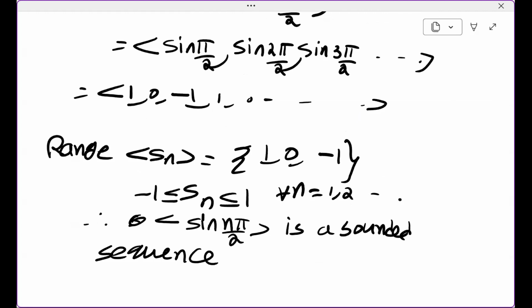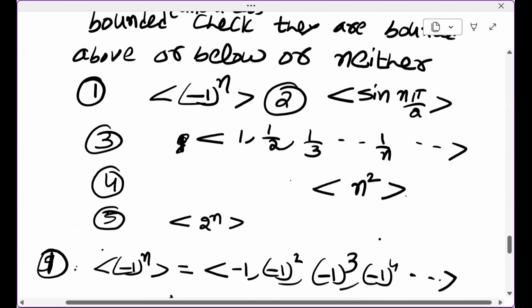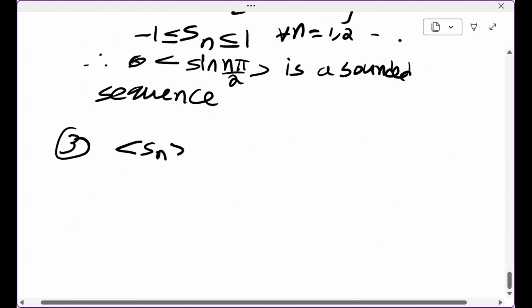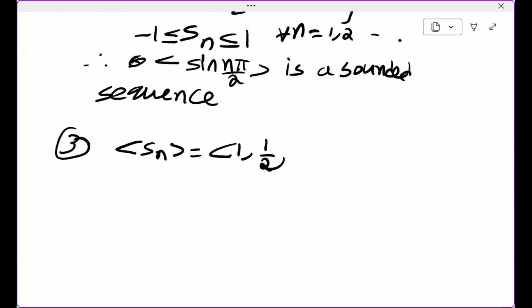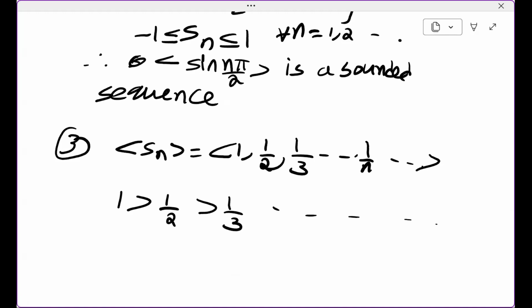Okay, next one. Next we had 1, 1 by 2, 1 by 3. Some are saying something, so let us see. Third one, sequence Sn: 1, 1 by 2, 1 by 3, 1 by n, and so on. All the members here, our observation is that 1 is greater than 1 by 2, 1 by 2 is greater than 1 by 3. It is going in this direction. What is the range of the sequence? Different values: 1, 1 by 2, 1 by 3, 1 by n, and so on.